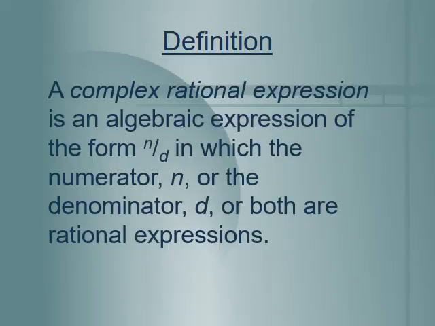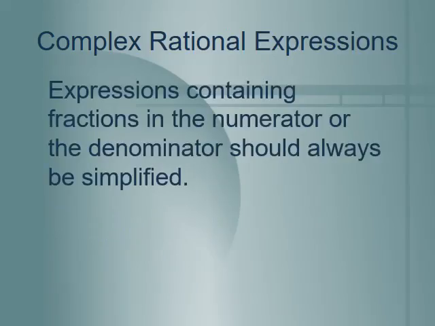So whenever we're dealing with a complex rational expression, we're dealing with an expression that has a numerator and a denominator in which both of them are rational expressions. Sometimes that looks like a whole number, sometimes it looks like a fraction. Whole numbers and fractions are both rational expressions. When we have a rational expression that has fractions in the numerator and the denominator, we need to first simplify them.